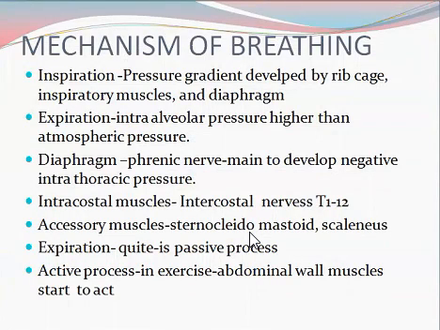The mechanism of breathing: inspiration is by a pressure gradient developed by the rib cage, the inspiratory muscles and the diaphragm. Expiration is by intraalveolar pressure higher than the atmospheric pressure. That's why I told you it is mostly a passive process. The diaphragm, which is innervated by the phrenic nerve, is the main one to develop negative intrathoracic pressure. It pulls down and creates negative intrathoracic pressure. Intercostal muscles, which are innervated by intercostal nerves from T1 to T12, also contribute.